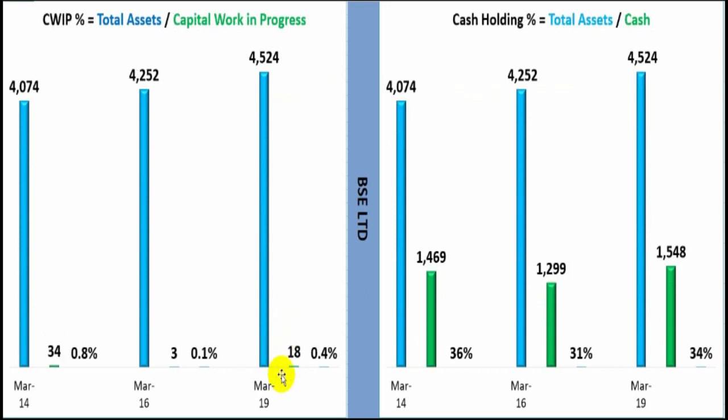There is hardly any work of capital nature going on in the business in March 19. It stood at only around 18 crores, a very nominal figure. Cash holding is very high at around 34%. So a very substantial portion of the total balance sheet is in cash at 1,548 crores. I generally don't like to see a very high cash holding in the company. Rather, I would want the company to put that money into investing activity which could earn other income for the shareholders. Here, if you see throughout March 14, 16, 19, the amount of cash holding has been above 1200 crores every year. We can see that the company believes in holding a substantial portion of cash in its balance sheet.